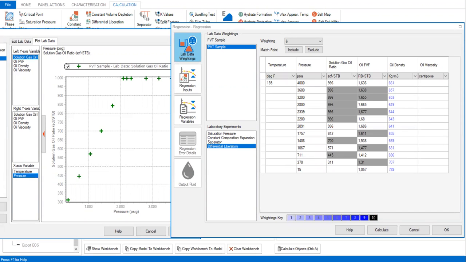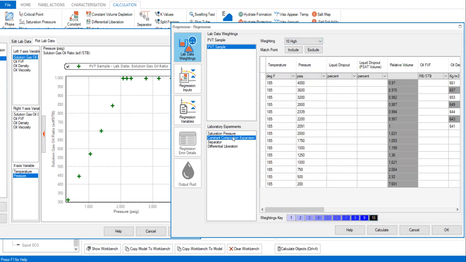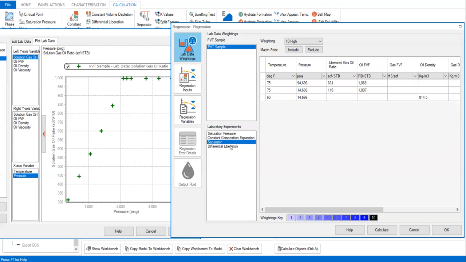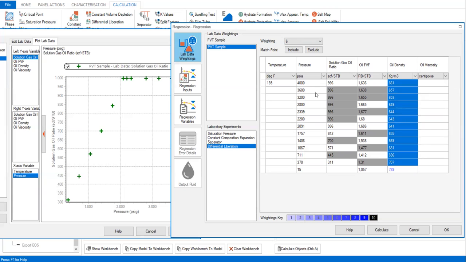So we will continue our learning on PVT for compositional oil modeling, and still in lab data weightings for regression. In previous videos, we have completed the lab data weightings for saturation pressure. And by the way, for the saturation pressure, I need to use 10 here. Okay. And then for the constant composition expansion, as well as the differential liberation, here this is 6 for the weighting.